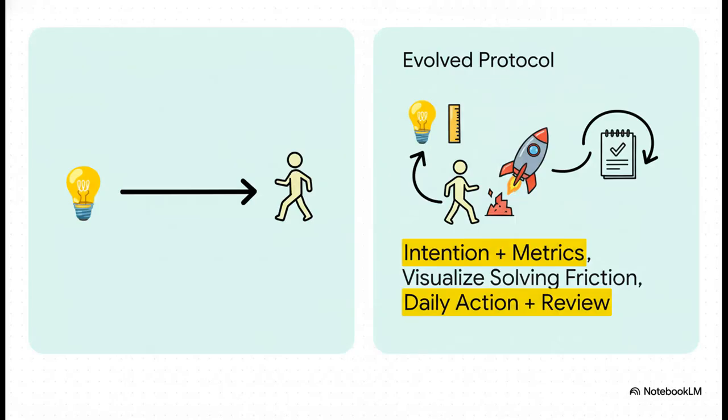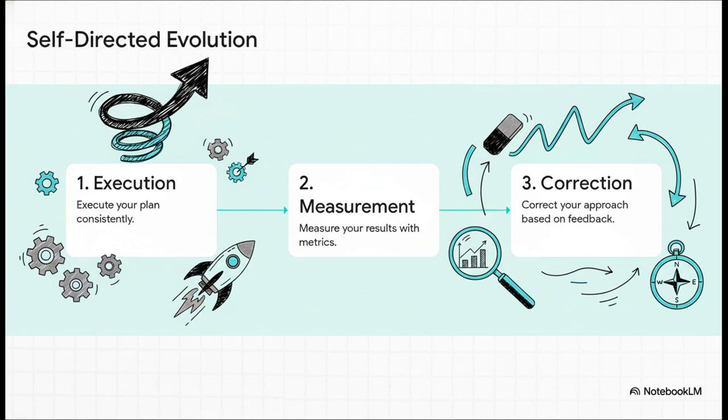So here's how the protocol evolves. Instead of just setting an intention, you add a metric to it, something you can measure. Instead of only visualizing success, you also visualize yourself solving the inevitable friction and problems you're going to face. And most importantly, you add a 2-minute review at the end of the day to analyze what happened and adjust for tomorrow. And when you do this, you transform the entire system. You're not just trying to manifest something anymore. You are now actively engaged in self-directed evolution. And the pillars become crystal clear. Execute your plan, measure your results, and correct your approach. It becomes a dynamic, intelligent process.